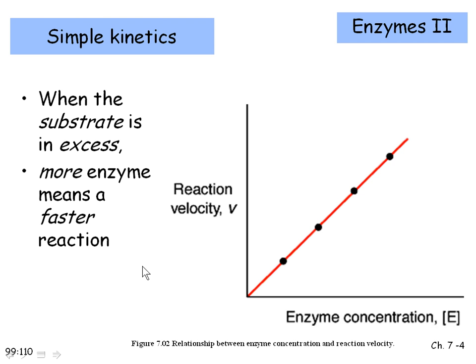If you start with a situation where you have vastly more substrate than you have enzyme, when you have substrate in excess, if you add more enzyme, the reaction will go faster. So if you have much more substrate than enzyme, your velocity is just going to be proportional to the enzyme concentration. And so that's a reassuring thing that there is some domain in which that would be true.